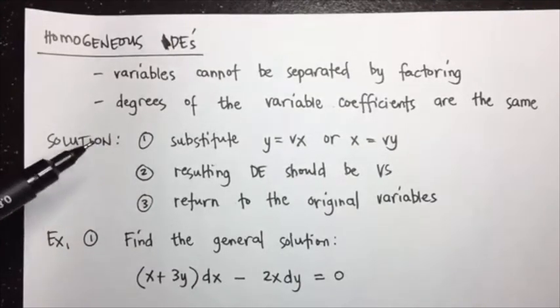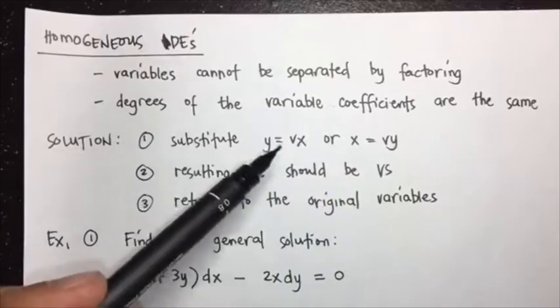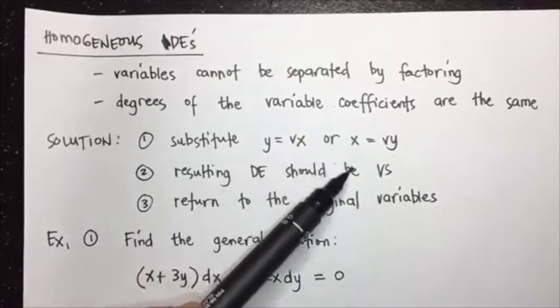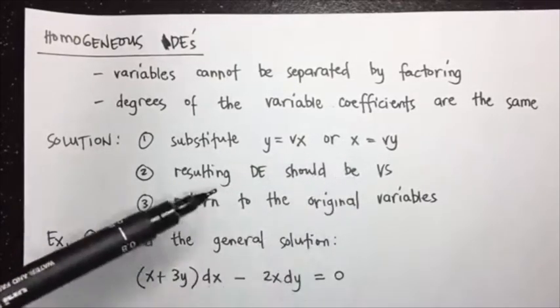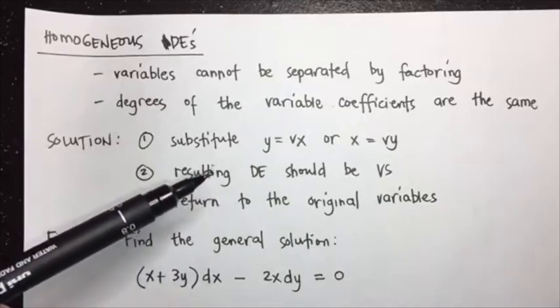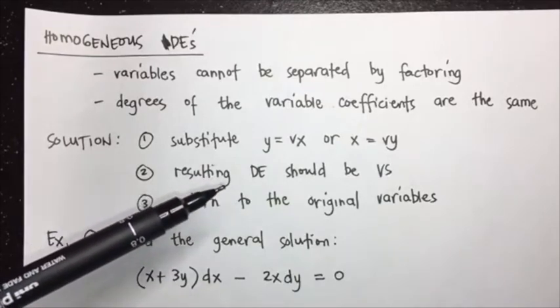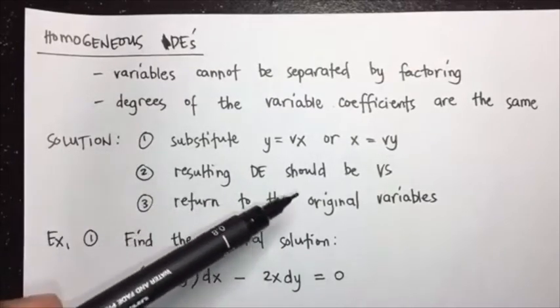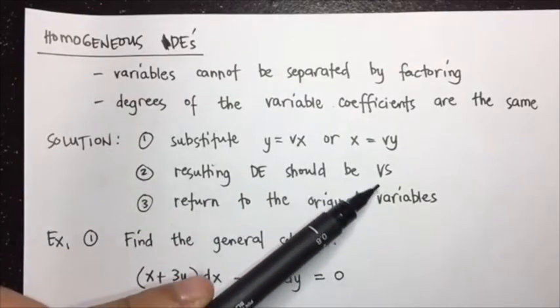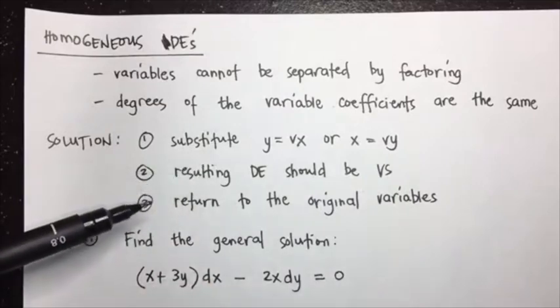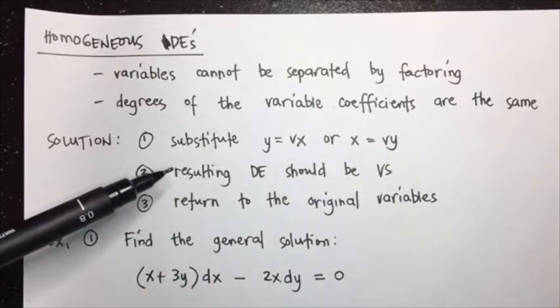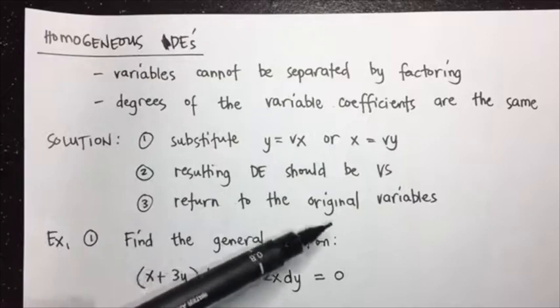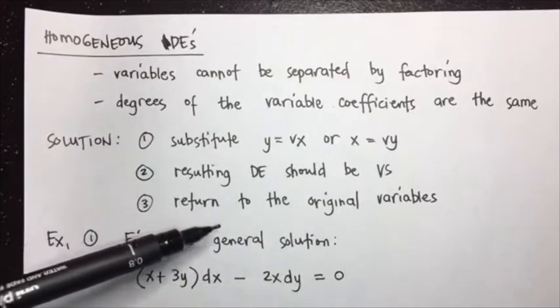next is the solution. We will substitute y equal to vx or x equal to vy, depending on which substitution will give us the easier solution. Then the resulting differential equation should be variable separable. Once we have solved the differential equation using separation of variables, we will return it to the original variables.